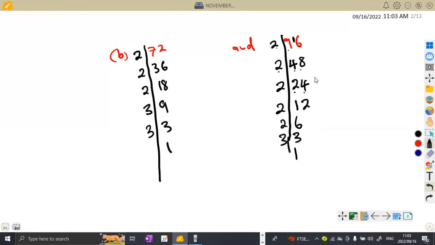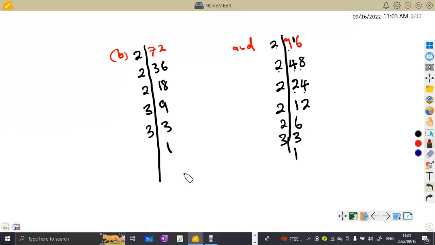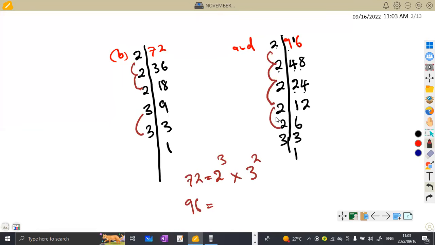Okay, so I'm just going to write these as products of their prime factors in terms of powers. We can write these numbers out in full, but I'm just going to write this in short. 72 is 2 times 2 times 2, which is 3 times, so it's 2 to the power of 3, times 3 times 3, which is 3 to the power of 2. Then 96 is 2 times 2, 5 times actually, so it's 2 to the power of 5 multiplied by 3, which is just 3 to the power of 1.